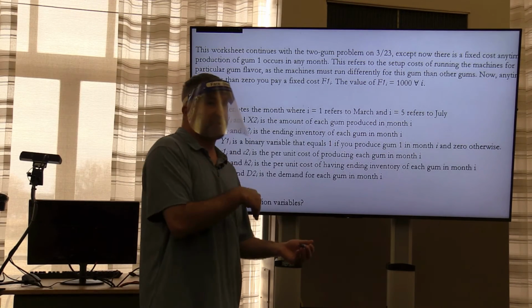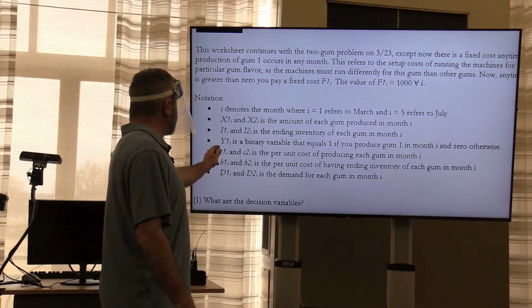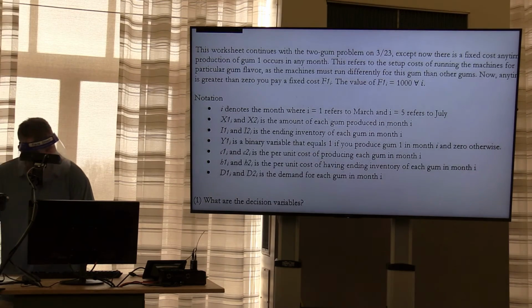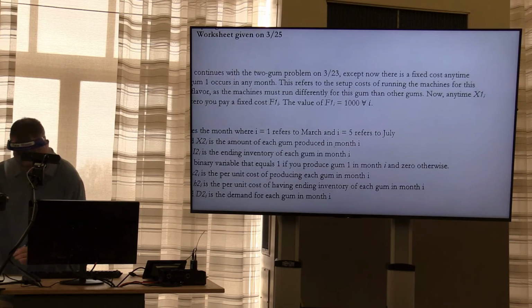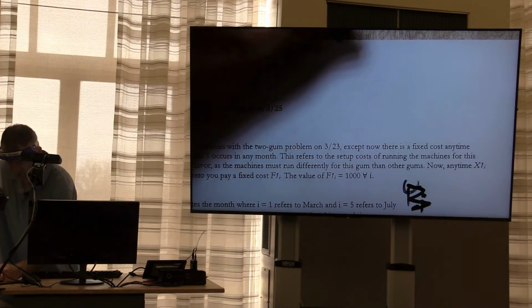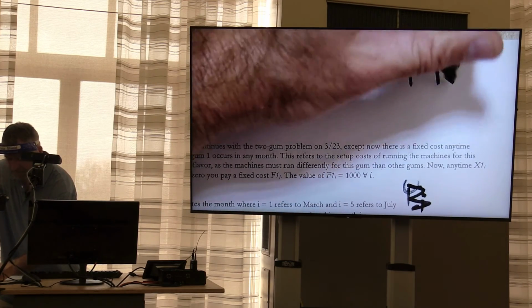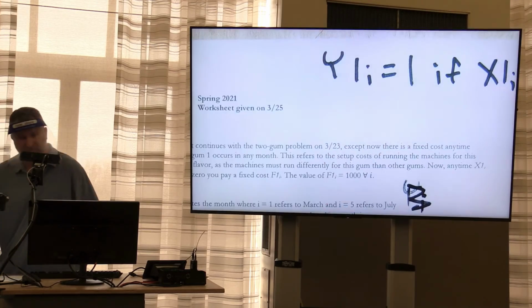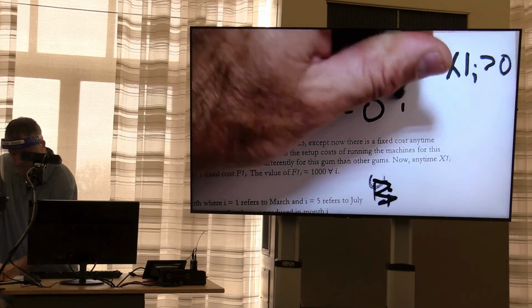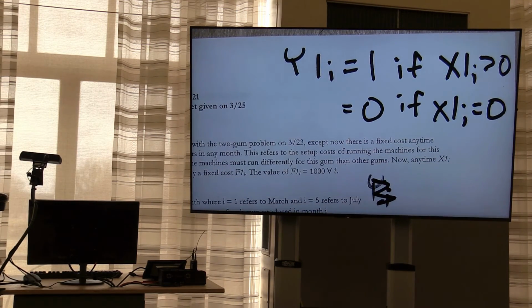Because this is an extension from the previous worksheet, there's still the capacity constraint of 900 total units, but now we have this new variable, Y1I. There's no Y2I, just Y1I. And Y1I is going to equal 1 anytime X1I is greater than 0. And if X1I is equal to 0, Y1I is equal to 0.